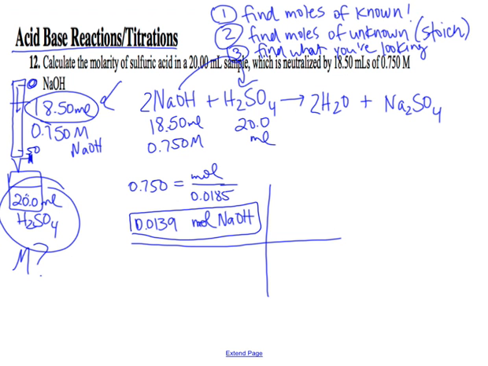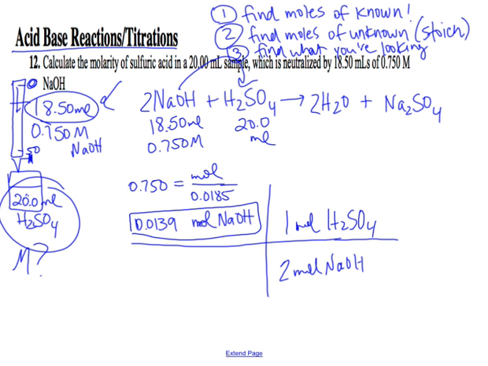For every, what goes on the bottom? 2 moles of NaOH, I have what? 1 mole of H2SO4. Okay? So that gives me moles of H2SO4.